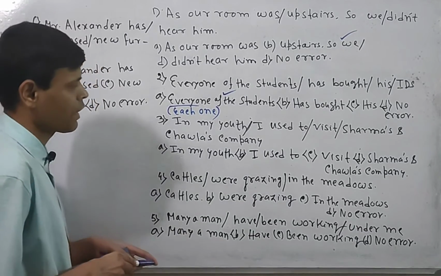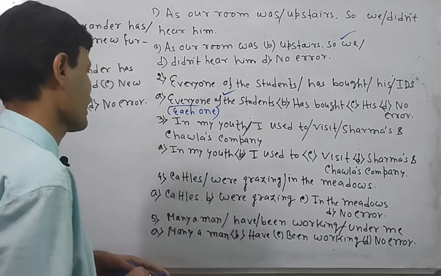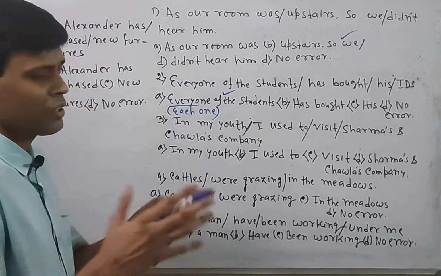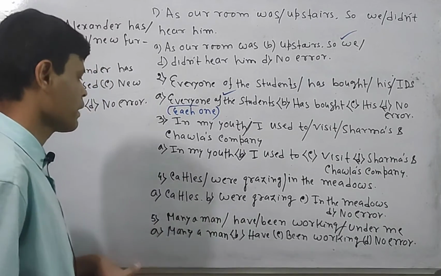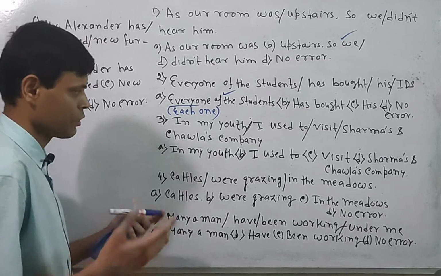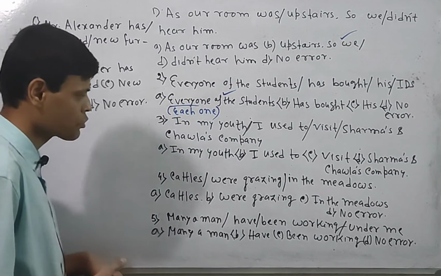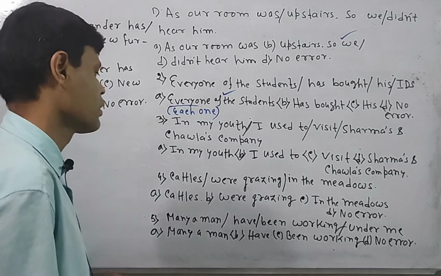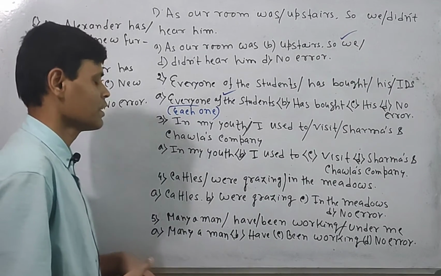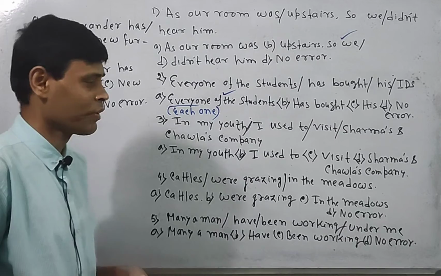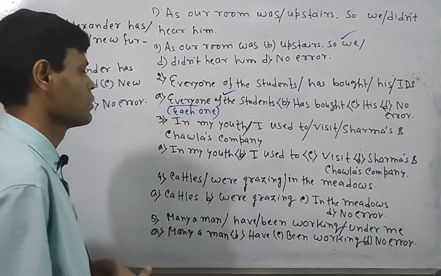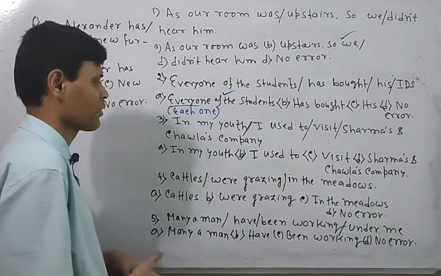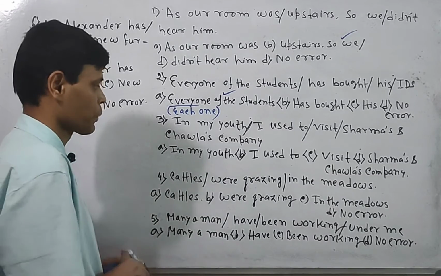In my youth I used to visit Sharma's and Chawla's company. Now there are 4 options. In my youth means when I was young. I used to, it's a verbal part, you can say it's a part of a semi-modal auxiliary verb. Visit is the main verb, Sharma's and Chawla's is the object.